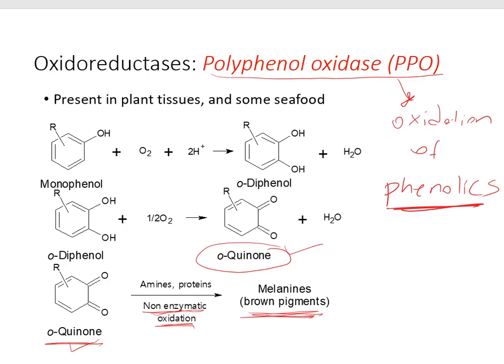And for its activity, polyphenol oxidase needs oxygen and copper. So what is the function of copper? Here you will remember from the previous lecture, it's a cofactor.